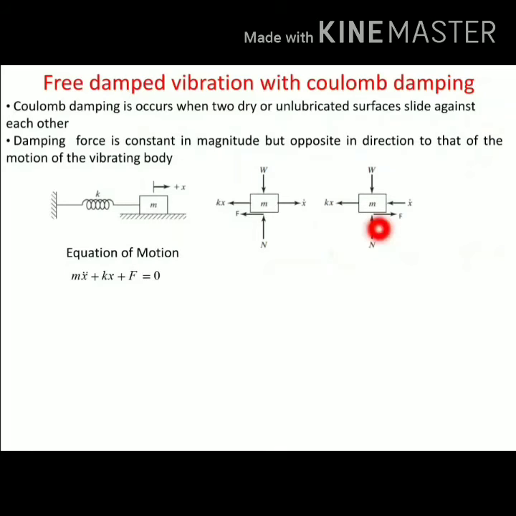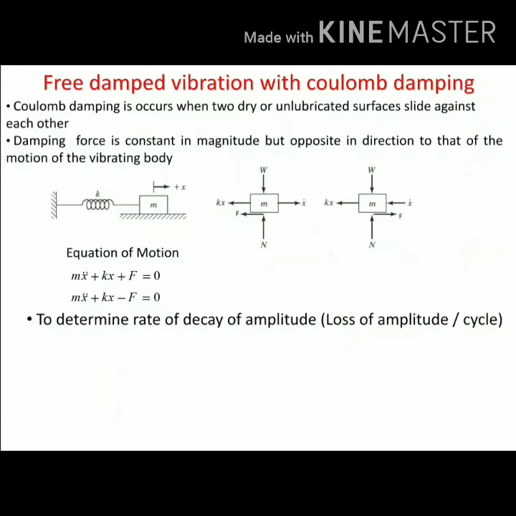Then the mass moves from right to left. So we draw the free body diagram of the displaced mass. We see the forces acting on the mass: spring force kx, then friction force F in the opposite direction of velocity, then inertia force opposite to acceleration. So we write the equation of motion for the system: mẍ plus kx minus F is equal to 0. Then we determine the rate of decay of the amplitude, that is the loss of amplitude per cycle. So we see the figure here.